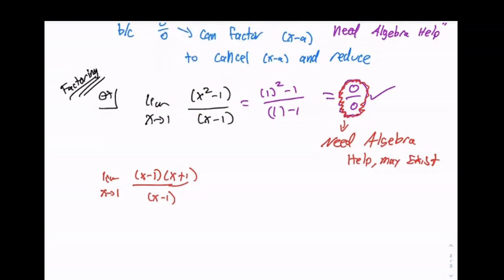What happens algebra-wise? You can cross out the X minus 1 on both sides. Good, so this now gives me the limit as X approaches 1 of X plus 1. What does that give me? How do I do it now? I got a new problem. Now when I've done algebra, I just plug it back in again.